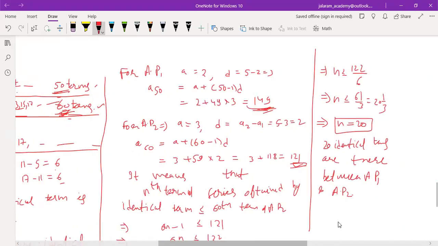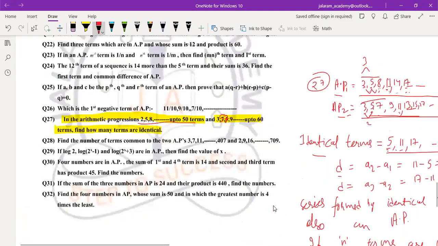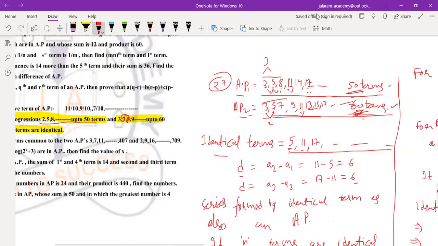So finally, we get the inequality n is less than or equal to 20 whole 1 by 3, and n cannot be a fractional number. So the greatest natural number less than 20 whole 1 by 3 is 20. So there will be 20 identical terms in this AP. Hope you all have understood this.